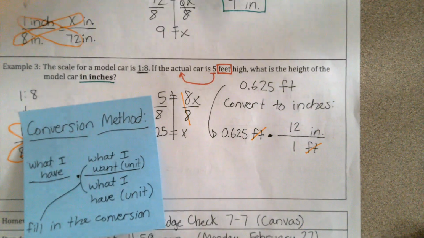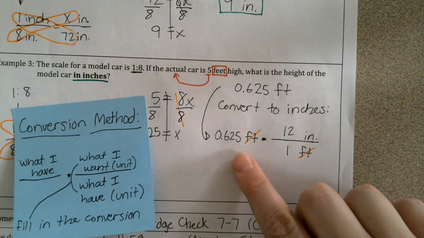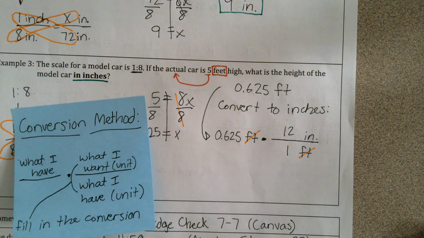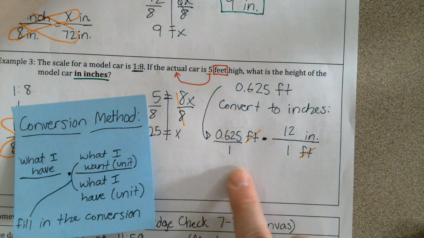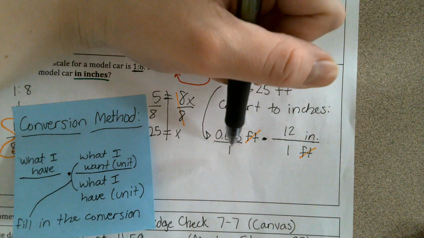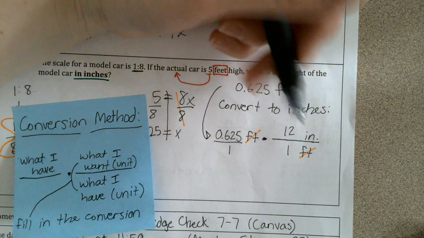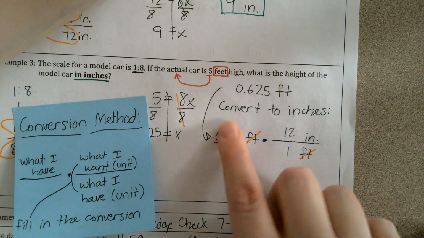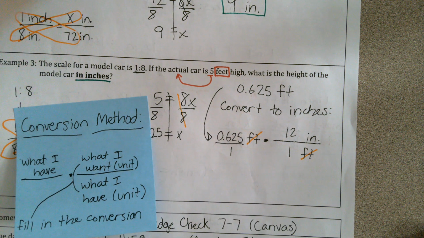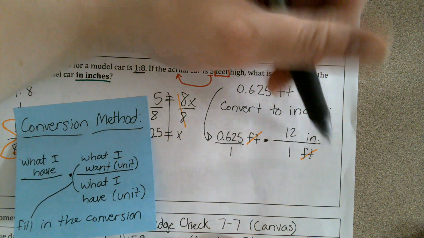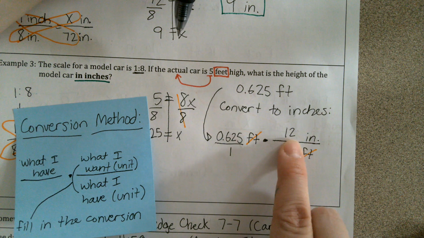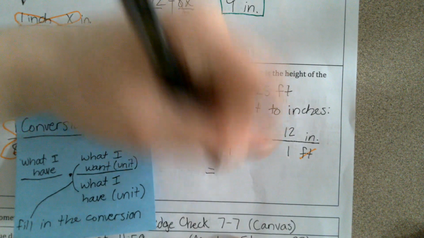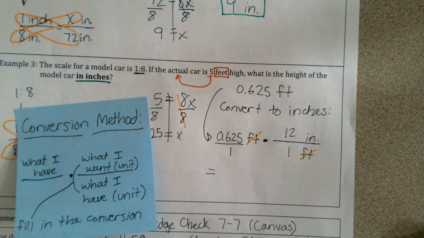What I need to do, if you want, is put a 1 under this 0.625. It's not going to change anything, but I know some of you really need that something under it to make it make sense. On the bottom, it's just 1 times 1, so you're not going to have anything there. Really, all we're doing here is 0.625 times 12. So let me show you what you get when we do that.